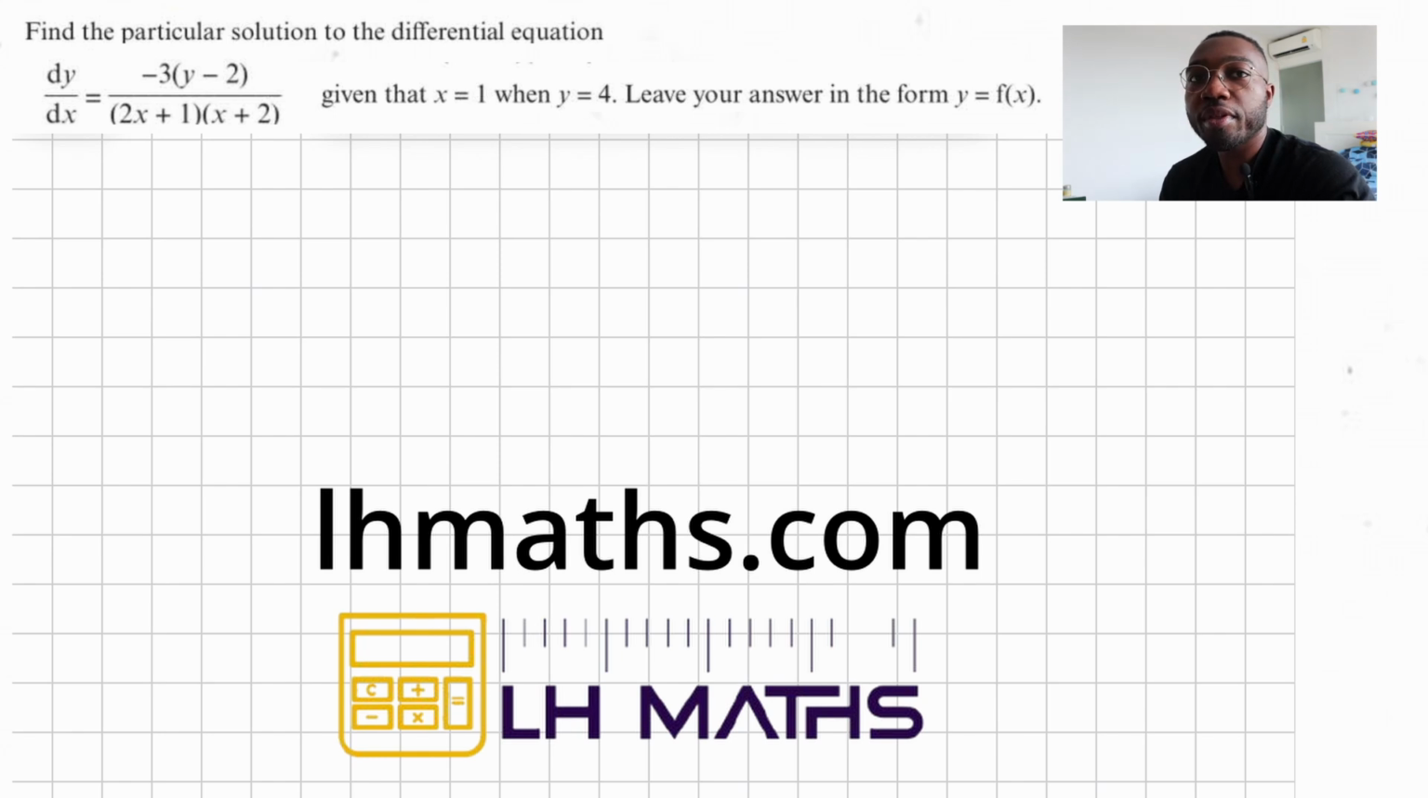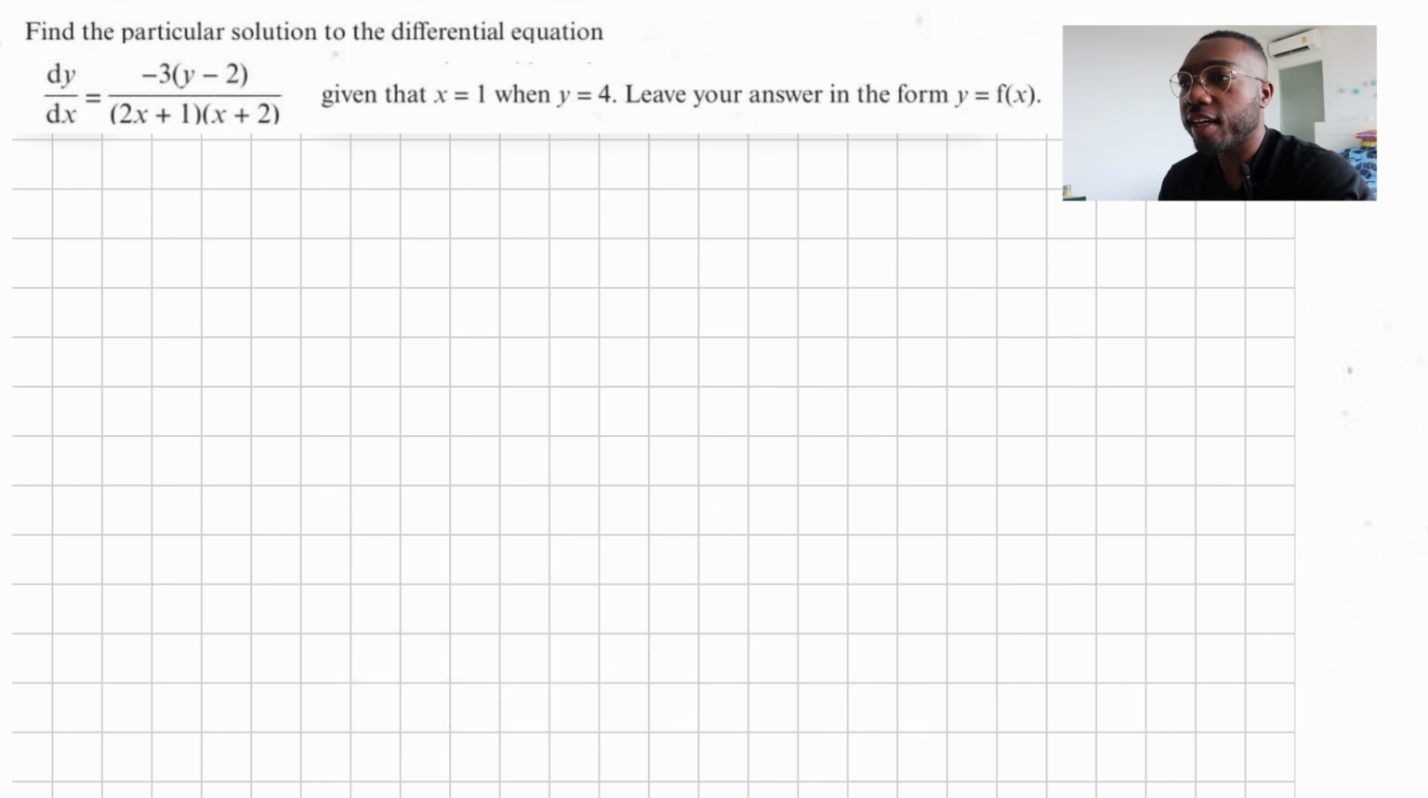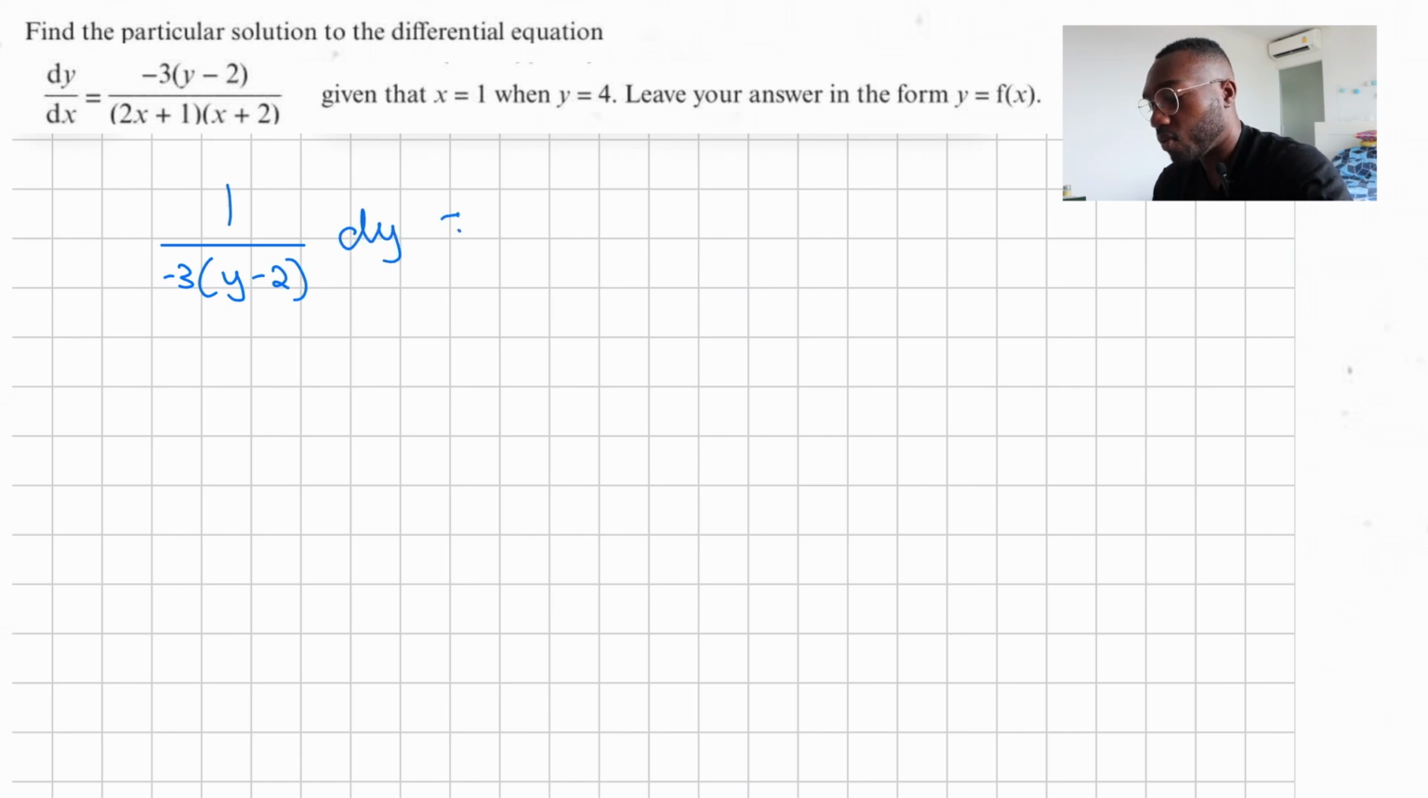So first things first, what we need to do is bring all of our y terms on one side and all of our x terms on the other. So what does that look like? Well, we would get 1 over (3y minus 2) dy, and that is equal to 1 over (2x plus 1)(x plus 2) dx, okay?